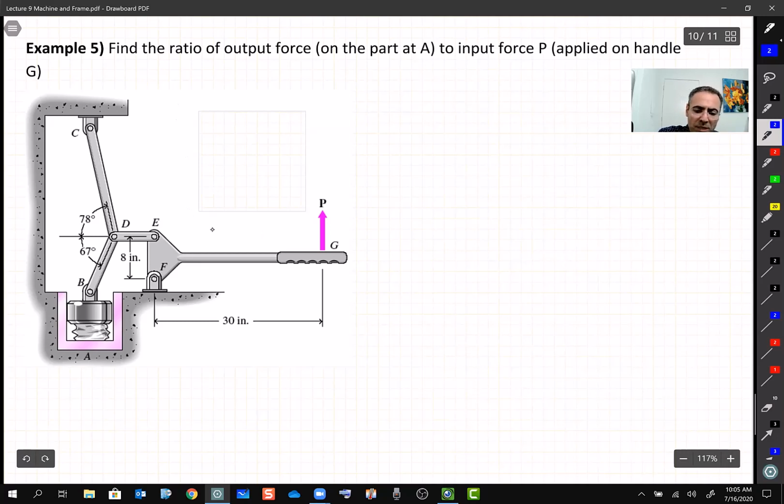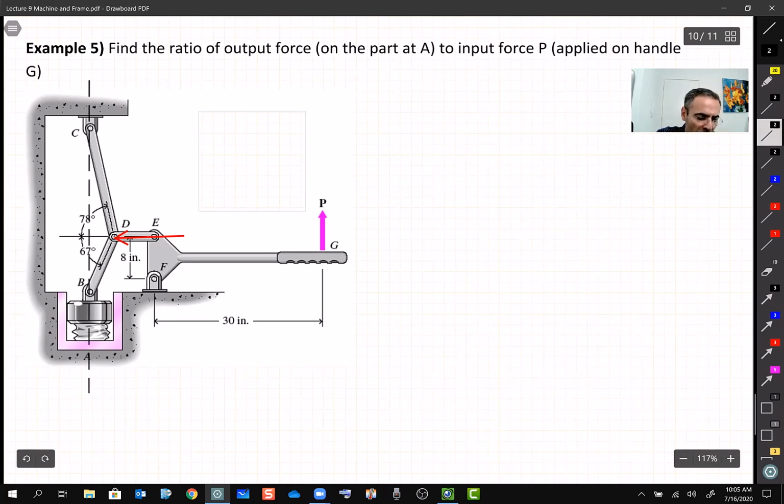So if you do so, then it seems that this link, which is a two-force member, tries to push this point D to the left. Does that make sense? If you apply load P, because of this DE, a two-force member, you try to push this point D to the left, okay? Now, if you push this point D to the left, what will happen to this distance here? Let me draw this line here, right?